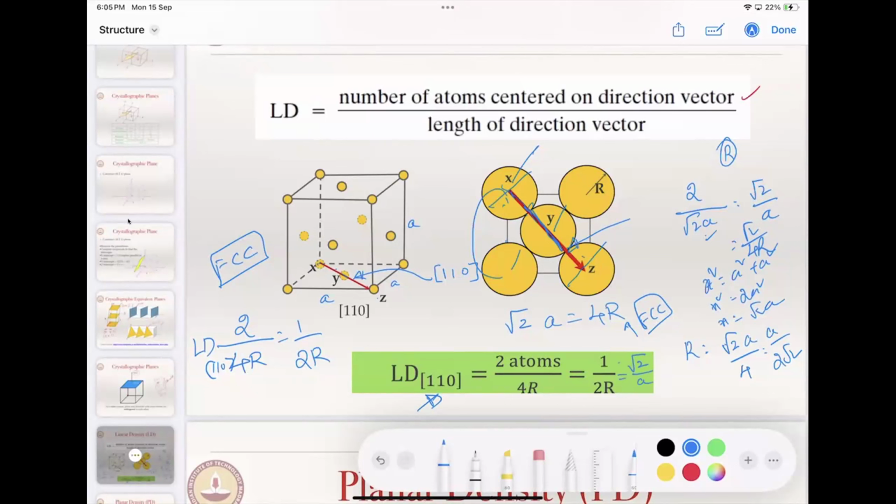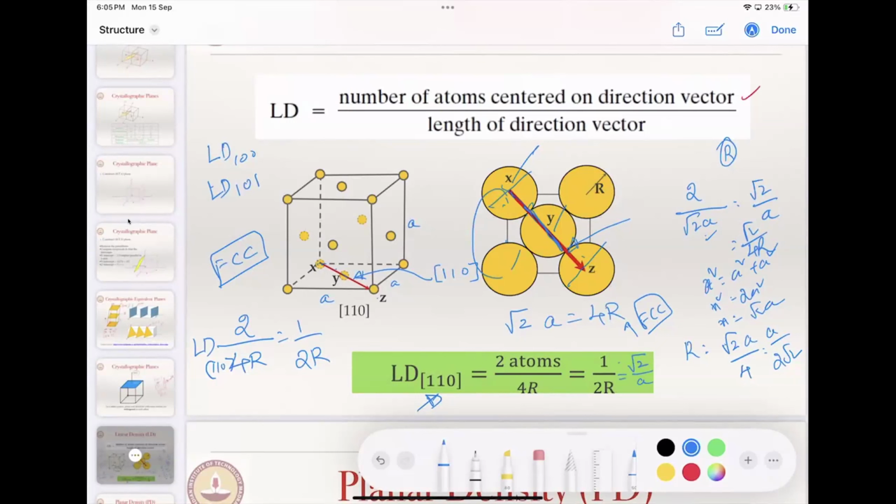Sir, if it is cubic, will the linear density actually vary along different directions? Let us check. If you take 110 and 100, it is different. LD 100 is different, yes. But how about LD 101? That is the same.